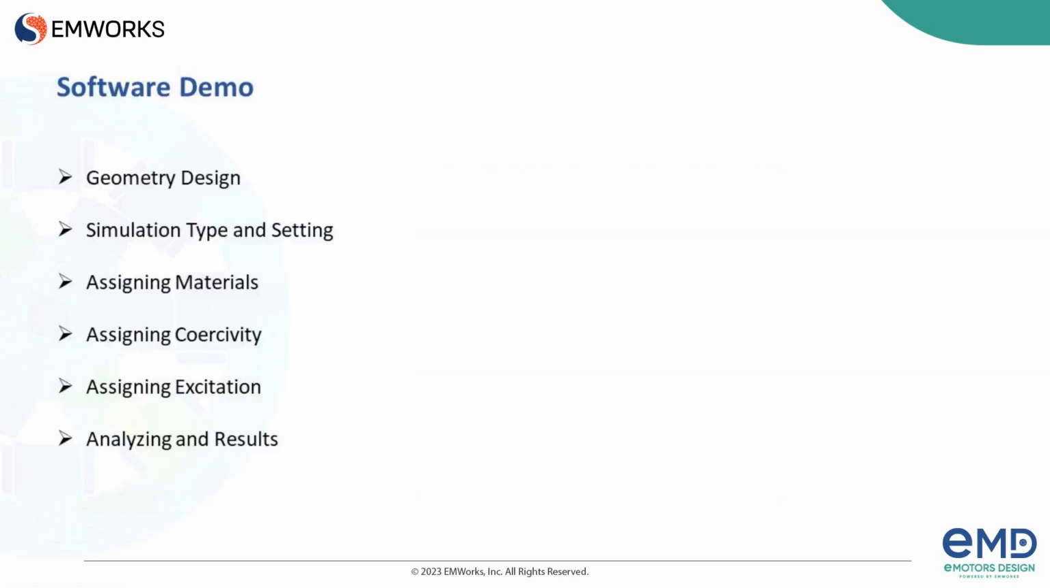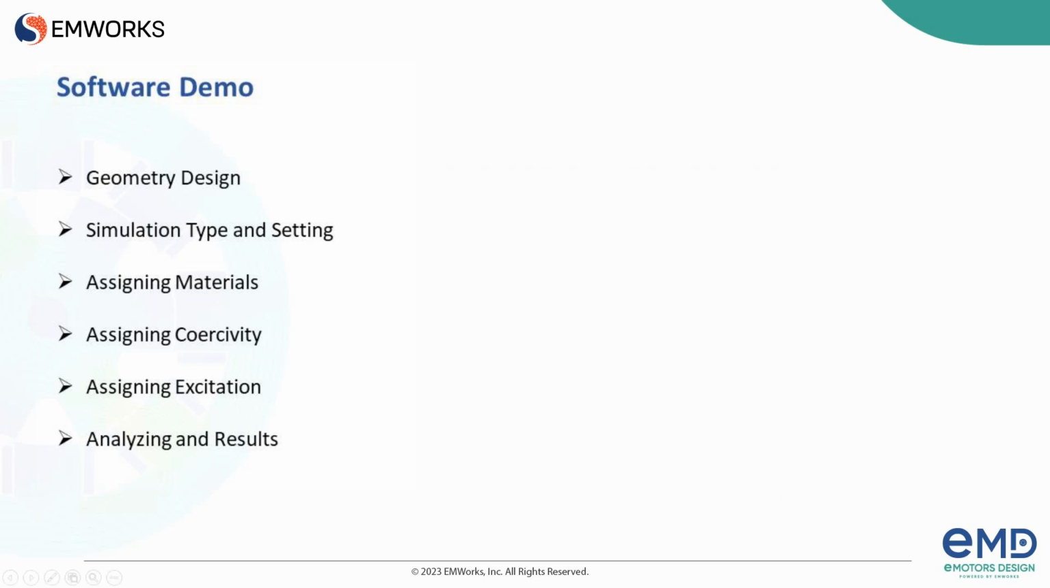Now let's have a software demo and see how we simulated this machine. First, we will talk about the geometric design, and then we will have simulation type and setting of the simulation. Assigning materials, assigning coercivity of the magnets, and excitation is an essential part of the simulation, and then we will analyze and see the results.